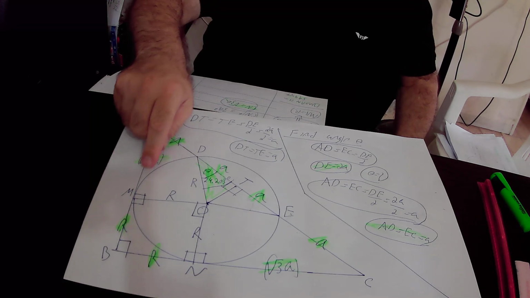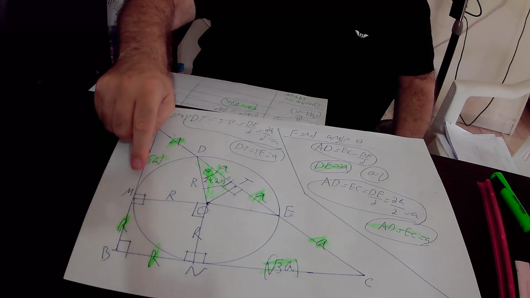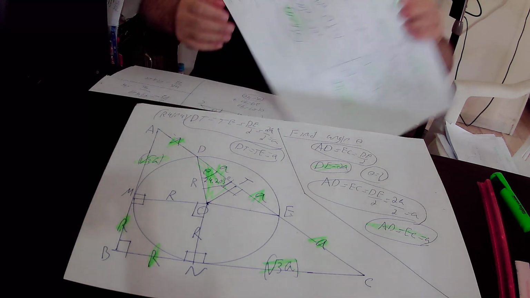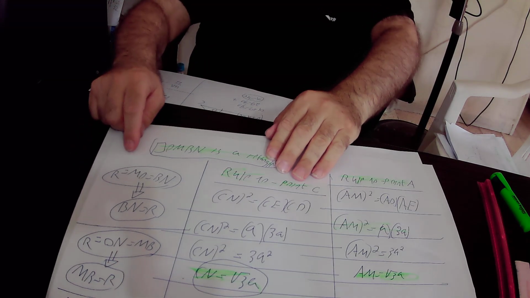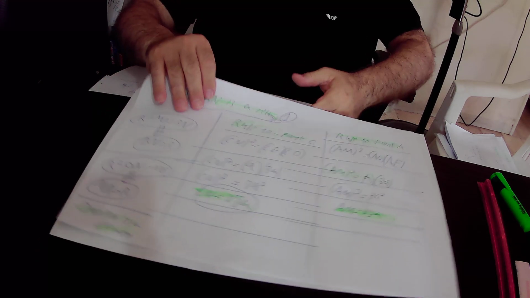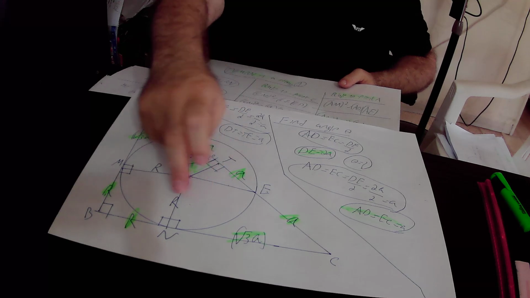MO equals BN. But MO equals R according to what we have already found out. So from this equation, R equals MO equals BN, we derive that BN is also equal to R. Here BN is also equal to R.